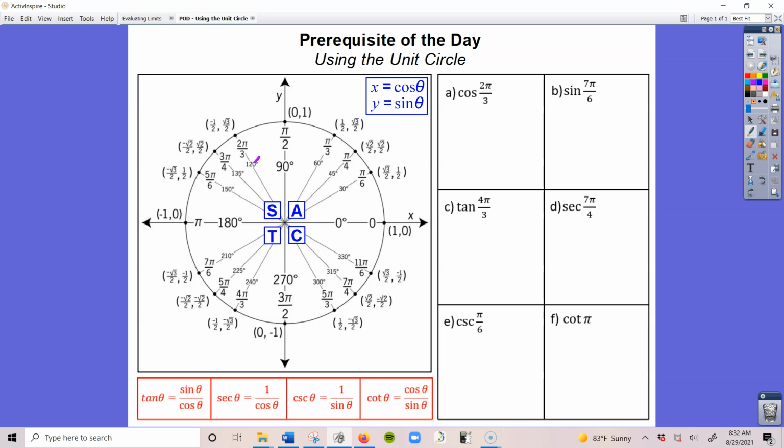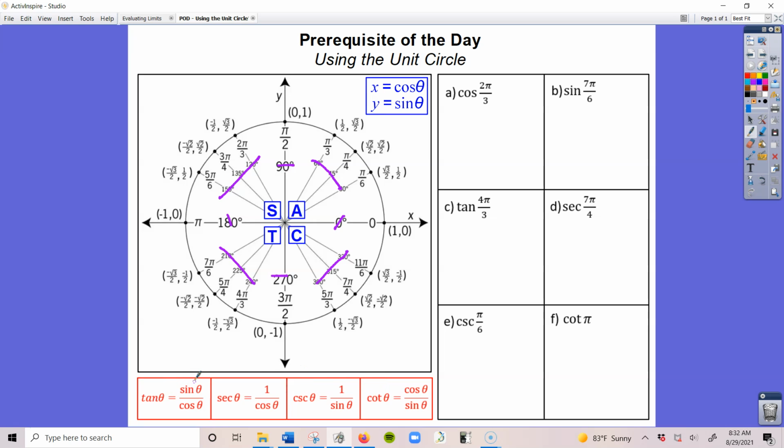Now in calculus, we're not going to use degrees, so we can basically ignore all of these degree measures. We're only going to use the radian measures, which are the ones that have pi. So even though the unit circle only gives us cosine and sine values, we can find any of the trigonometric functions from the unit circle by applying these properties here.